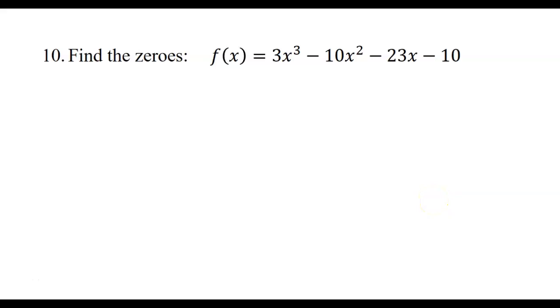Now let's put some of this together in an example. We're going to find the zeros of this polynomial, 3x cubed minus 10x squared minus 23x minus 10. But before we find them, let's think about what we could expect to find.